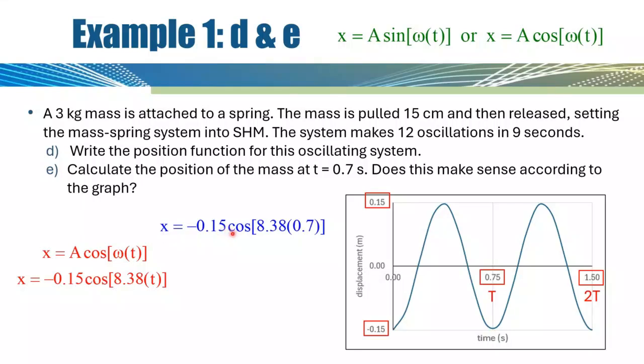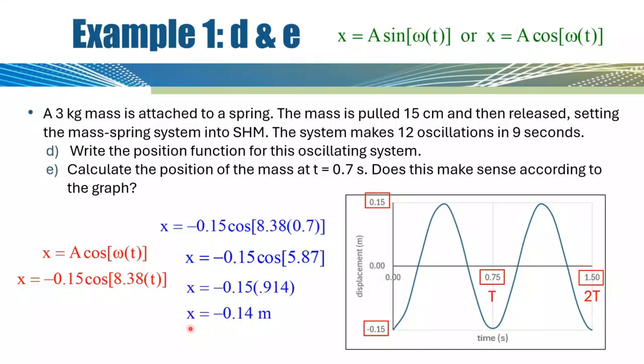But remember, when you use the position function, your calculator has to be in radians because this 8.38 is in radians and you're taking cosine of something in radians. I did this in small steps so that we can check your calculator work along the way. So 8.38 times 0.7 is my 5.87. Now I'm going to take the cosine of that. Remember, my calculator's in radians, and I get 0.914. If you get the 0.914, you know you're doing it correctly, and if you don't, your calculator's not in radians. Times negative 0.15, and I get an x value of negative 0.14.